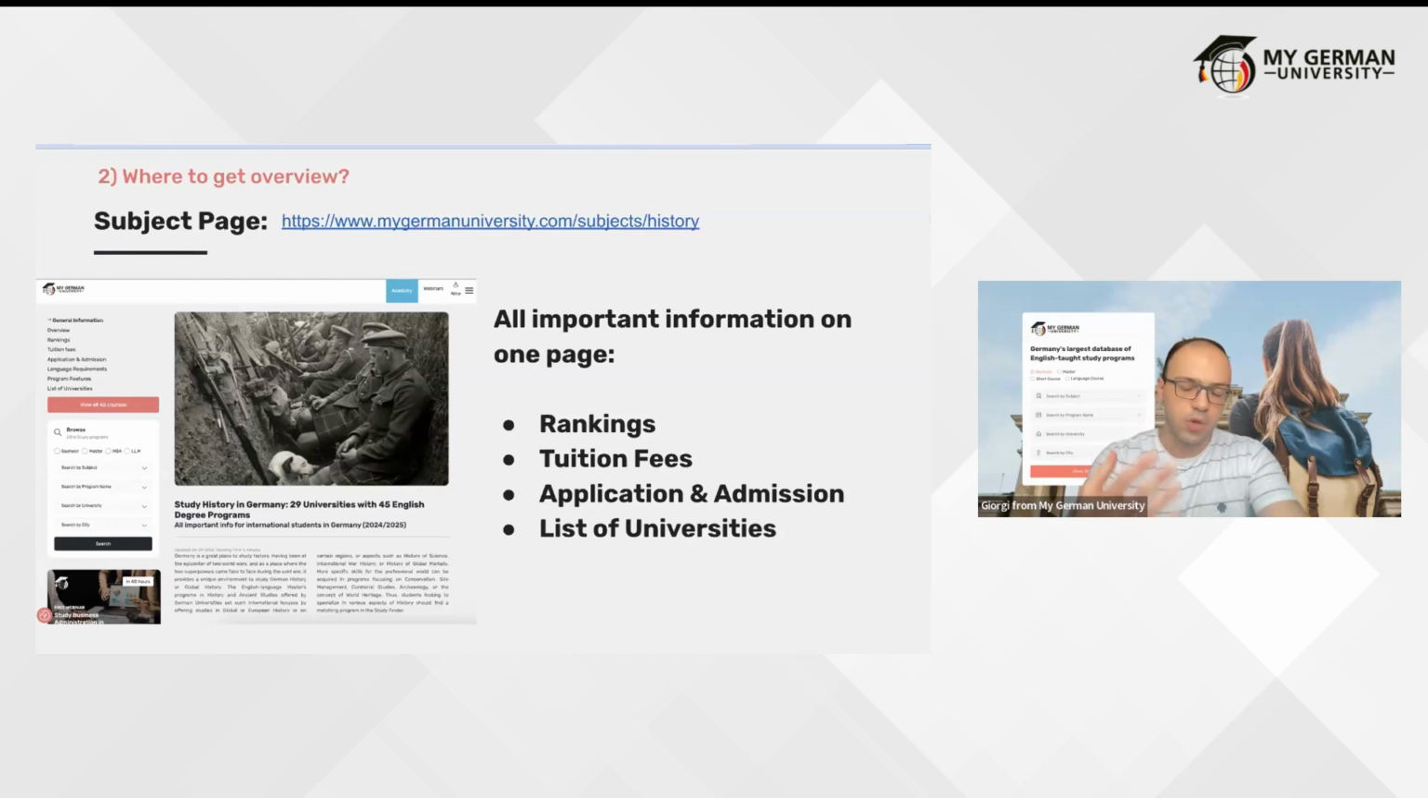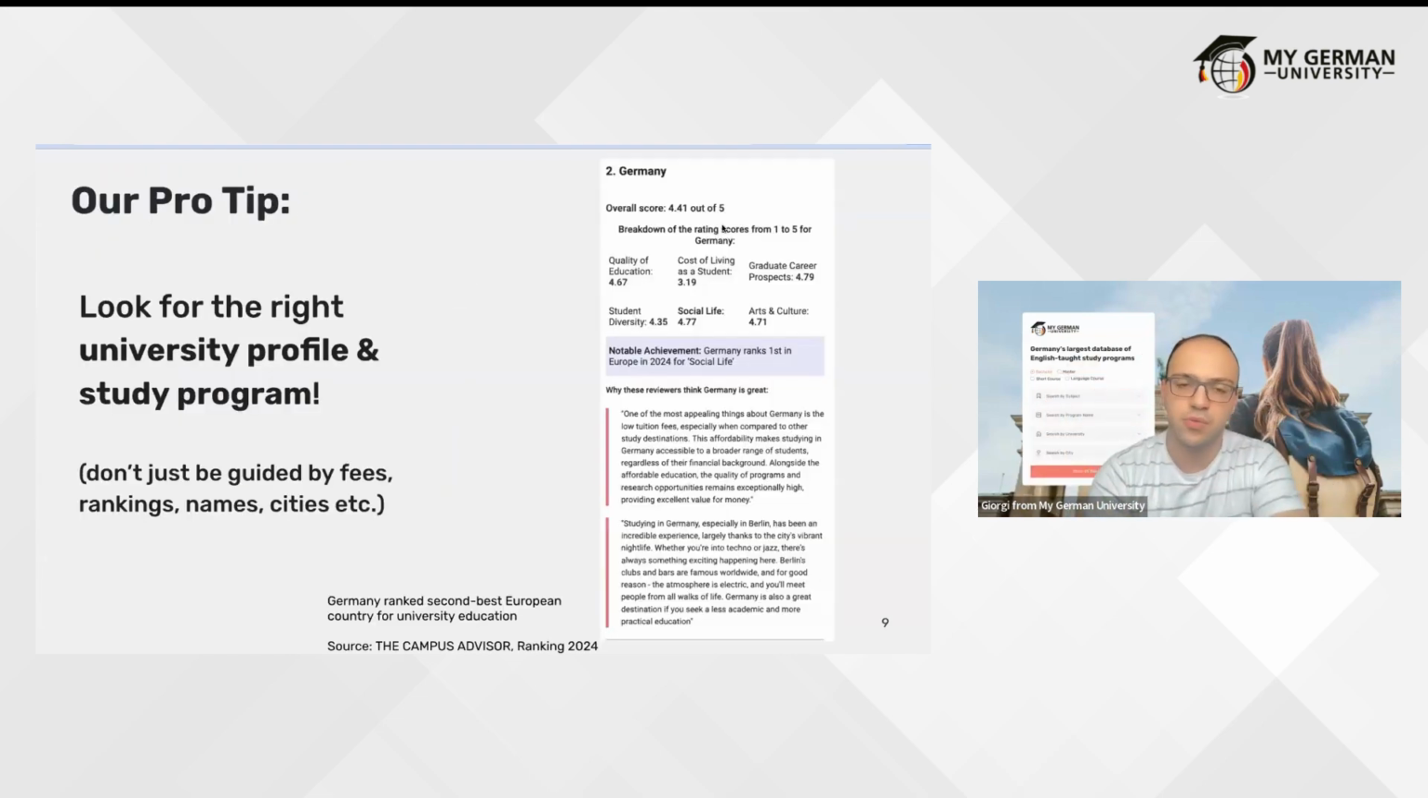So for those who are not that familiar, for example, with what it means to study history in Germany, we also have specific subject pages for each subject, where you can find general information regarding the rankings of universities that are offering the degrees in these directions, general range of tuition fees and various requirements, and so on and so forth, which is a very nice first step for you to create a bigger picture of what it means to study this or that subject in Germany.